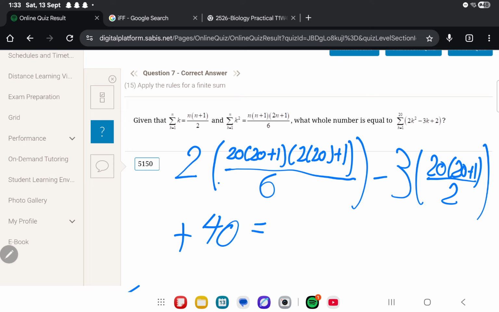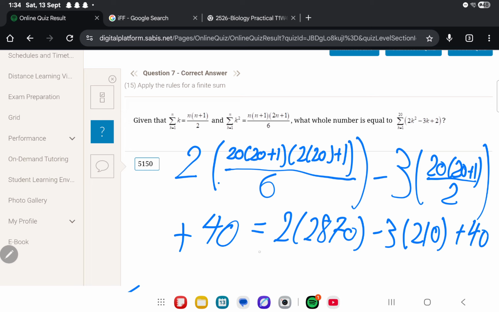So what's all of this on a calculator? This big fraction over 6: 20 into 21 into 41 over 6 is 2,870. So it's 2 into 2,870, minus 3 into, for 20 into 20 plus 1, 20 into 21 divided by 2, that's 210. So 3 into 210, plus 40. Simplify it now. 2 times 2,870 minus 3 into 210 plus 40 is 5,150. Done. This is your answer.